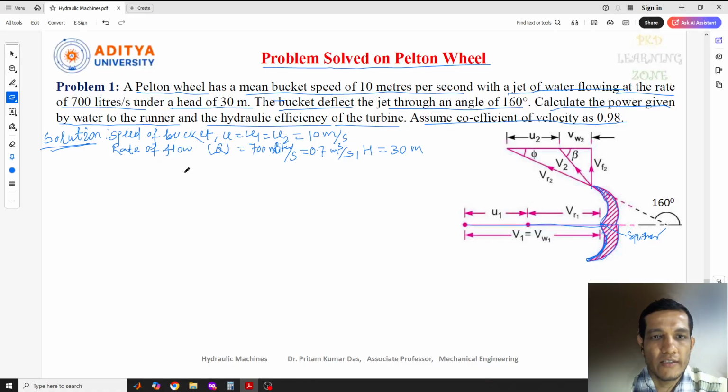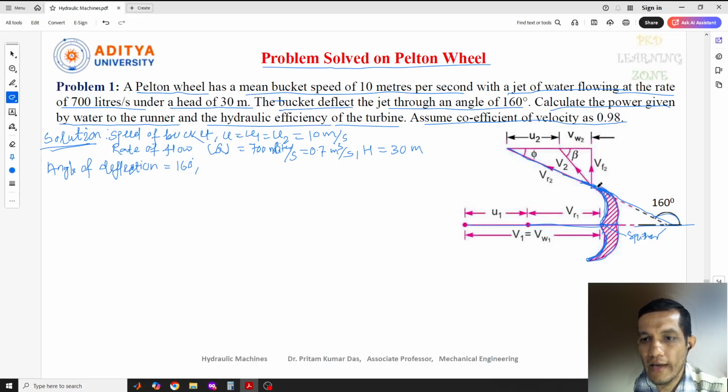Head of water is 30 meter, and the bucket is deflected with an angle of 160 degree. The bucket deflects the jet through an angle. Here this is the bucket, and it makes an angle of 160 degree up to this one. So when the deflection angle is given, you can write the angle of deflection given. The angle of deflection is given as 160 degree.